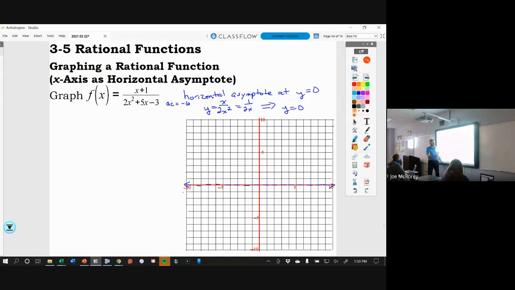Negative 1 and 6. Negative 1 times 6 is negative 6. Negative 1 plus 6 is 5. Okay? So the denominator now is also 2x squared minus x plus 6x minus 3. Right? I just rewrote it.